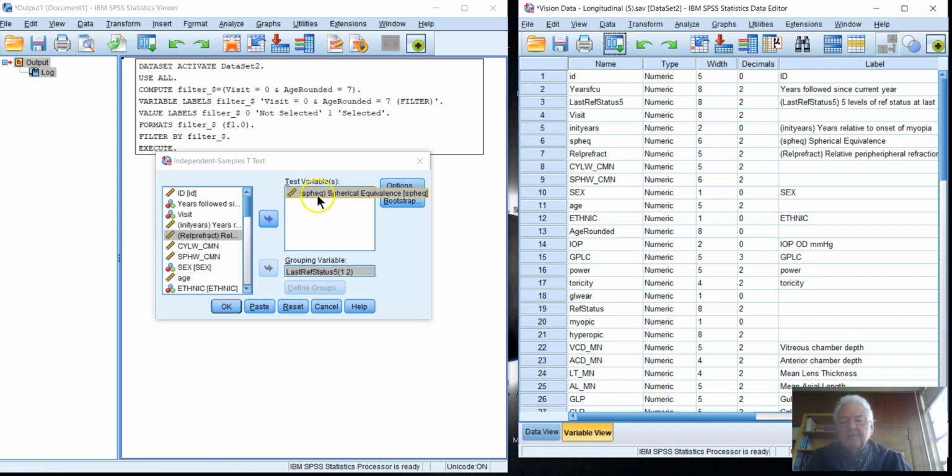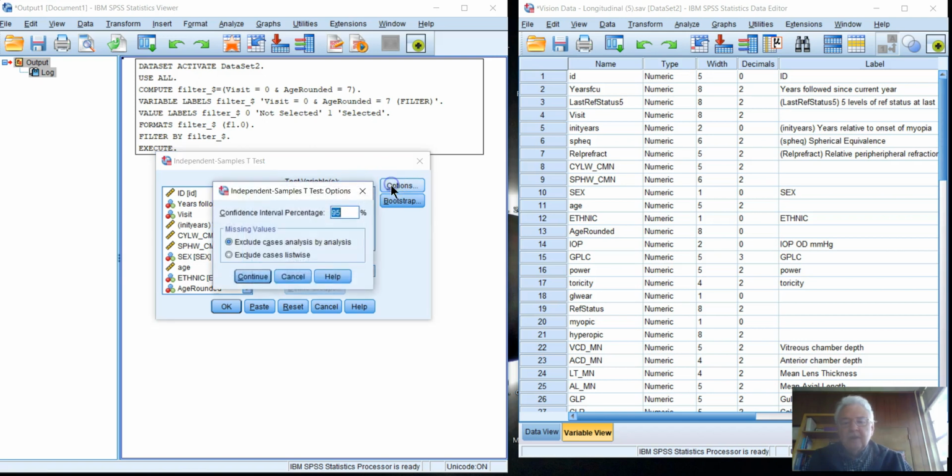All right, so we want that, and we want spherical equivalence and relative peripheral refraction. For options, we're going to exclude cases analysis by analysis. In other words, if there's a spherical equivalent missing but not a peripheral refraction, it will include that case in the peripheral refraction but not spherical. Exclude cases listwise only includes the variables that you're looking at. So if we were missing lens diameter or something about the lens, it wouldn't eliminate the case, the subject.